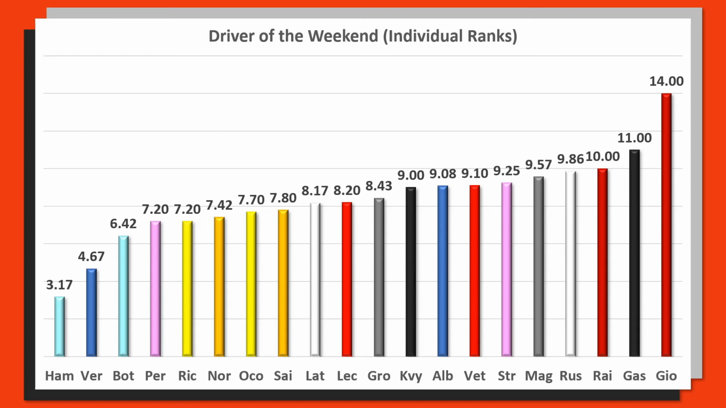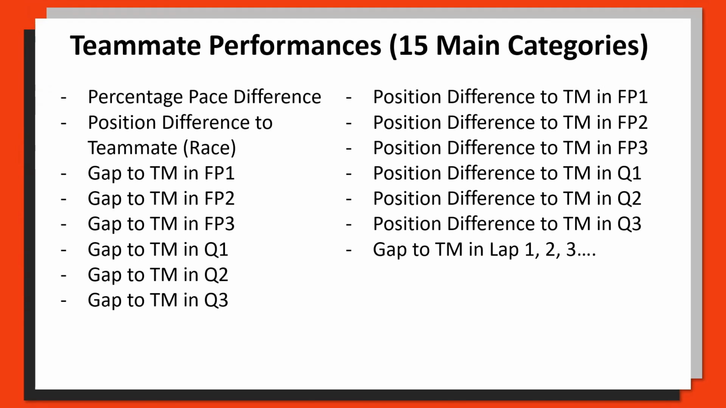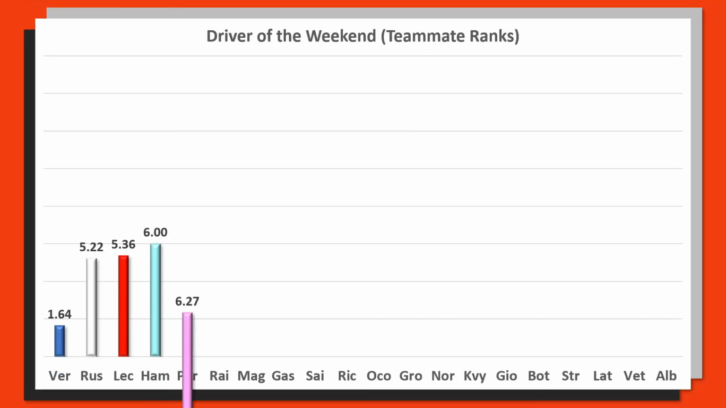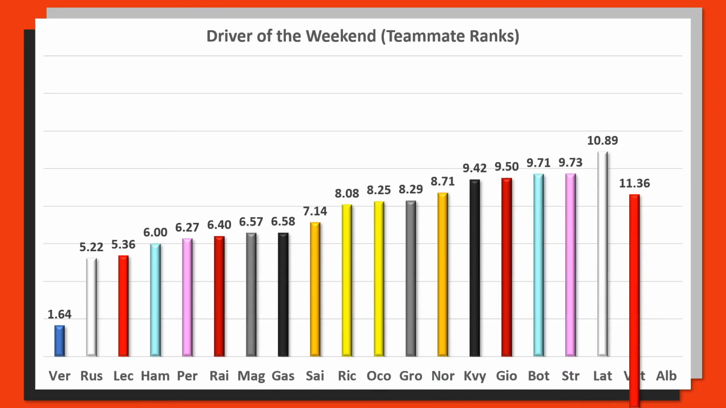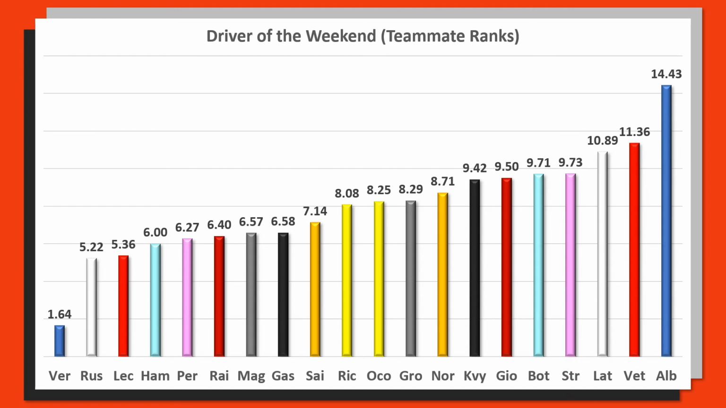However, there is a second half to this, and this is of course the teammate performances, and these are the 15 main categories. Again, each of them has their own set of subcategories that are ranked and averaged out, etc. And for the teammate battles, we end up with an order that looks something like this. Max Verstappen leads the teammate ranks, from George Russell, from Charles Leclerc, from Lewis Hamilton, from Sergio Perez, Raikkonen, Magnussen, Gasly, Sainz, Ricciardo, Ocon, etc., all the way down to Albon at the back.